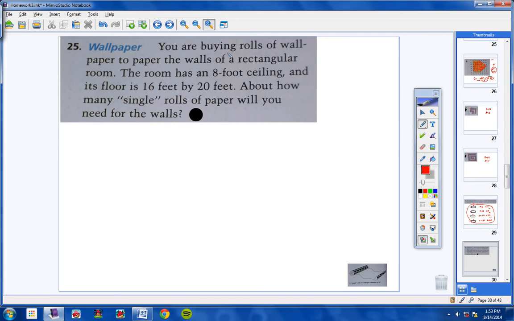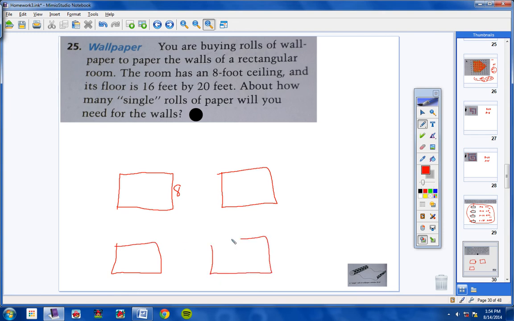You are buying rolls of wallpaper to paper the walls of a rectangular room. Okay? Now the room has an 8-foot ceiling, so we know the wall going up is 8 feet, and the floor is 16 feet by 20 feet. So think this through, please, students, very carefully. You're in a rectangular room, and a rectangular room is going to have 4 walls. So I'm going to draw your 4 walls for you. Okay? There we go. Now we know that all of the walls are going to be 8 feet high unless you have a really bad house and the roof is caving in.